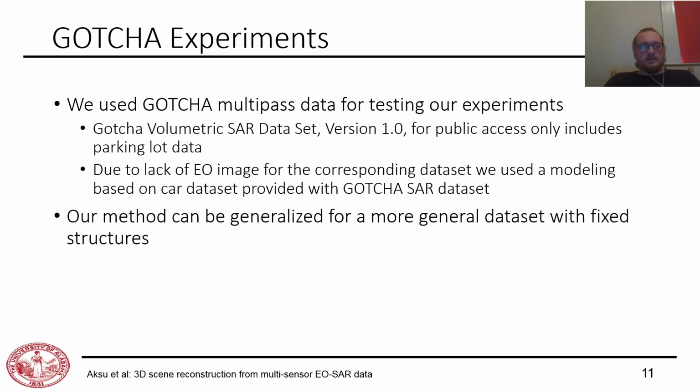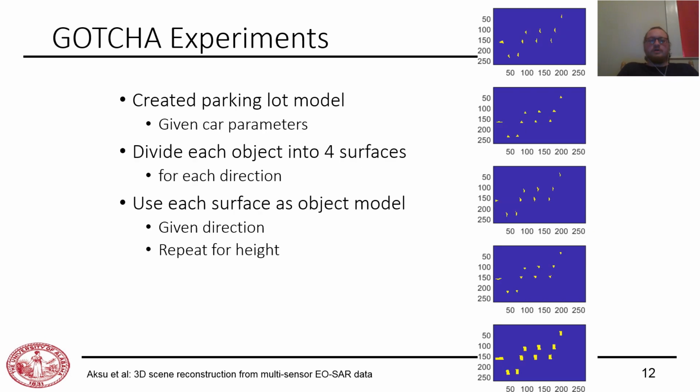And here it is precisely what we are going to do if we had that electro-optical image and we would create that SAR electro-optical image model from that dataset. But our method can be generalized for a more general dataset with fixed structure. First, we created a parking lot model given car parameters. We divide each object into 4 surfaces, namely east, south, west, north.